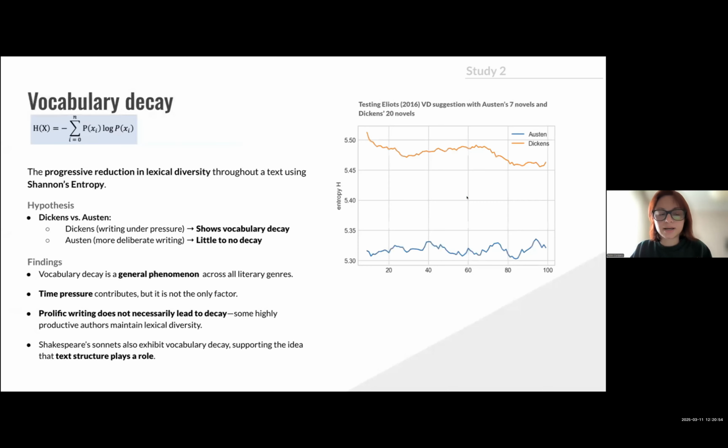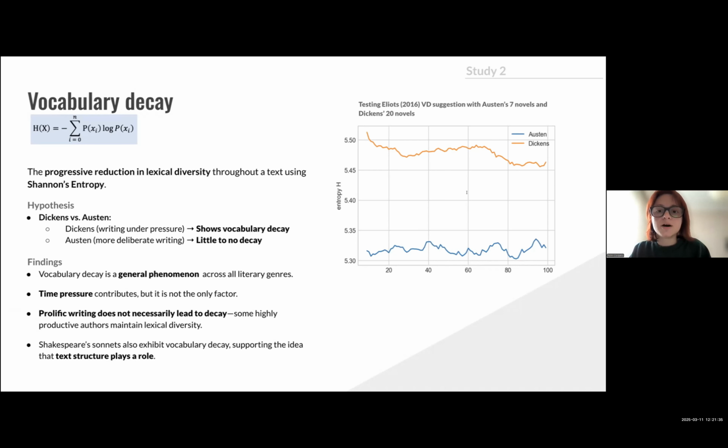Let's see its method. One approach to measuring literariness is entropy-based vocabulary decay. They apply the Shannon entropy to track reduction in lexical diversity over the progression of a text. Previous studies suggested that Charles Dickens' novels exhibit significant vocabulary decay due to the time pressure of serialized publications, while Jane Austen's writing remains lexically stable. The graph on the right confirms this trend. Austen's novels show little to no decay, while Dickens' novels show a sharp decline.